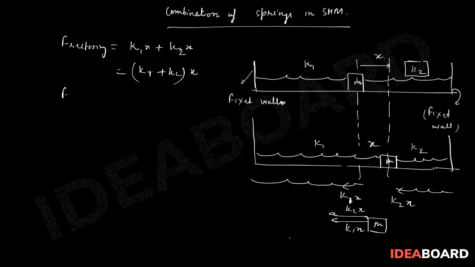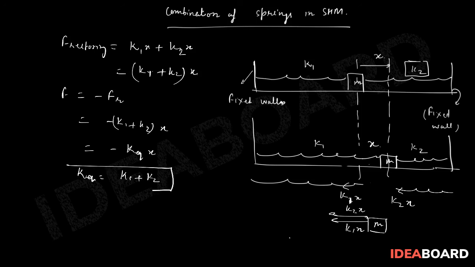So now simply you can say that force in SHM will be equal to minus of F restoring, which is minus k1 plus k2 into x, and this can be written as k equivalent into x. So that means again in this combination also you are getting k1 plus k2, correct? So again for such type of combination also this will provide the same results.